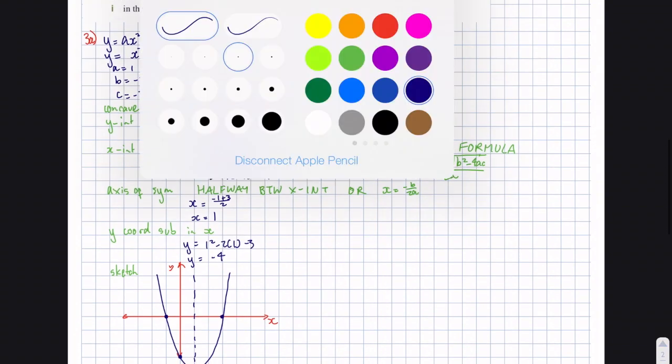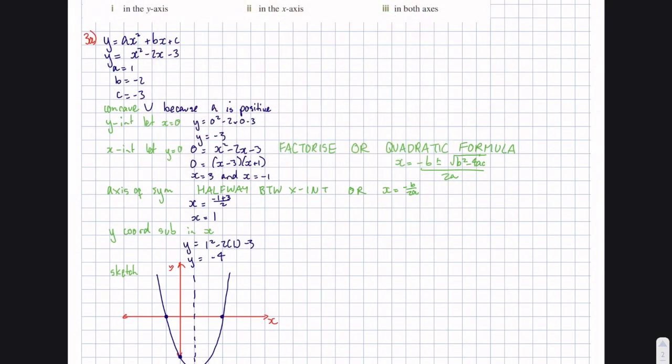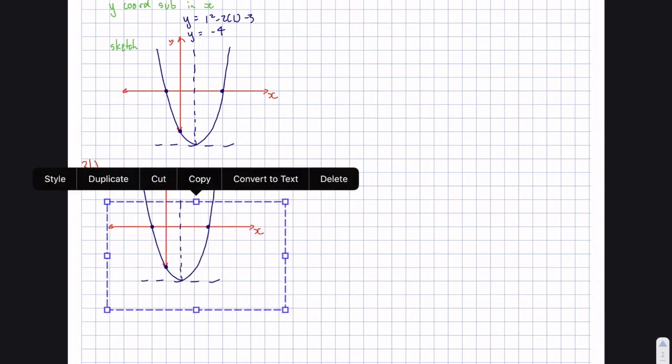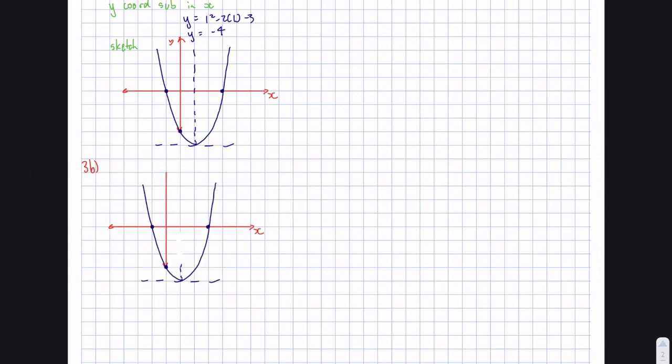So, now we're up to 3b. And we've been asked to do a whole bunch of things to this. Oh, sorry. So I'm going to cheat. I'm going to copy it. Get rid of all the extra rubbish. So I'm going to do it thicker so it looks better. Okay. So that's y equals x squared take 2x take 3.